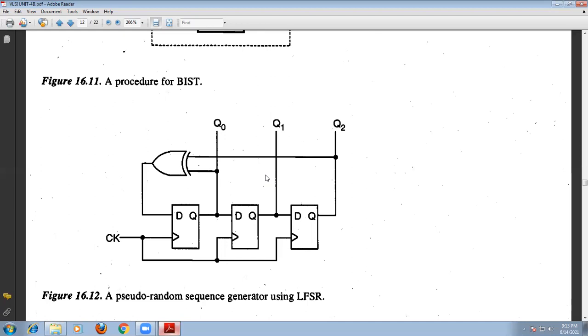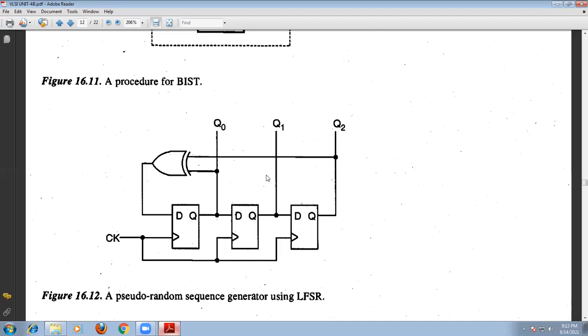So basically it uses polynomial division. It divides the polynomial representation of the test output data by a characteristic polynomial and finds the remainder as a signature. This signature is then compared with the expected signature to determine whether the device or test is faulty. So that is the main thing.